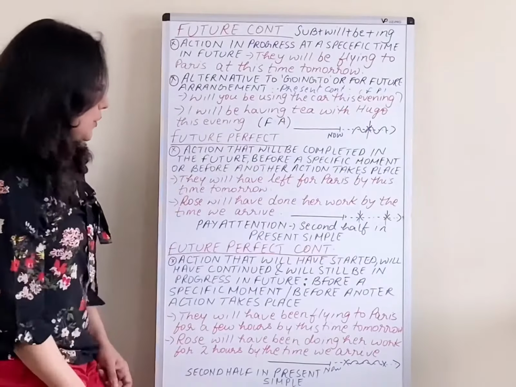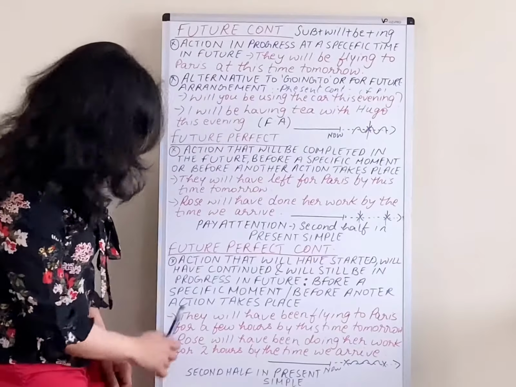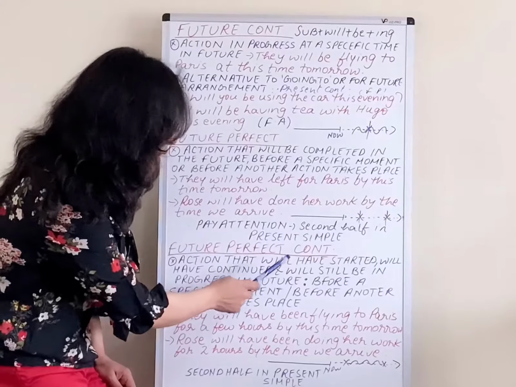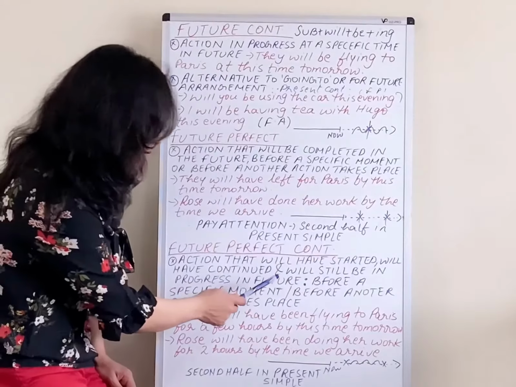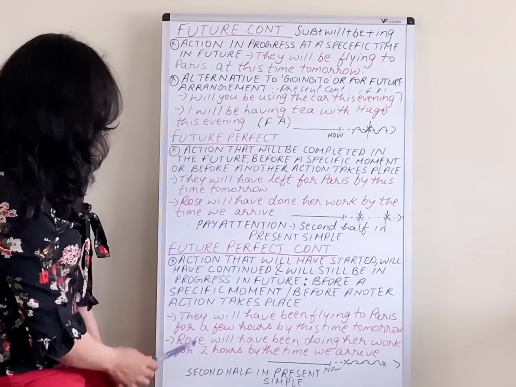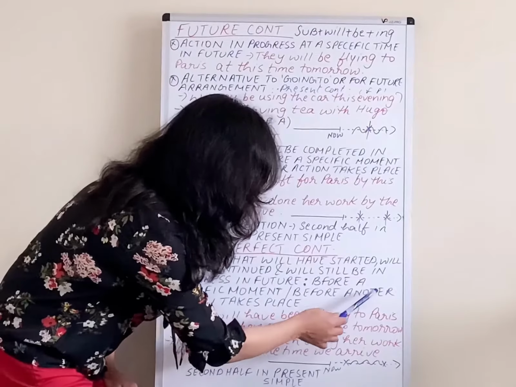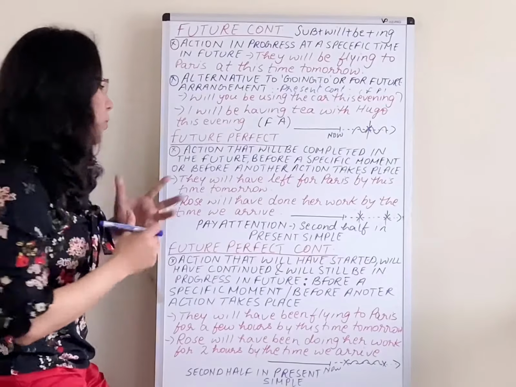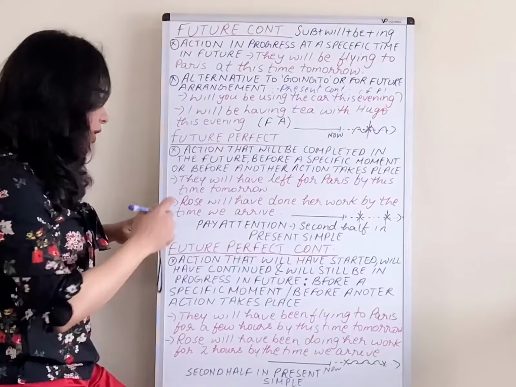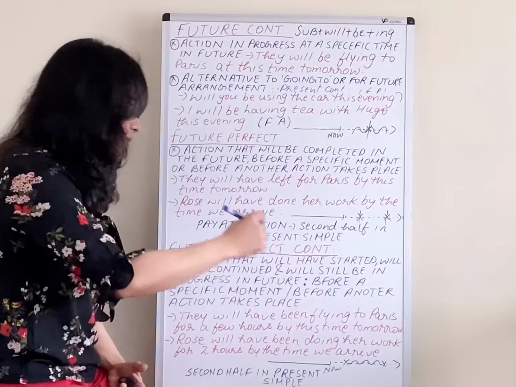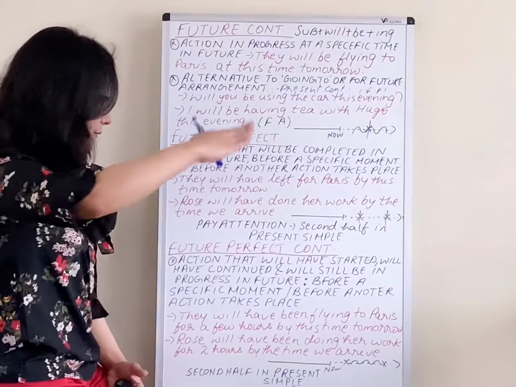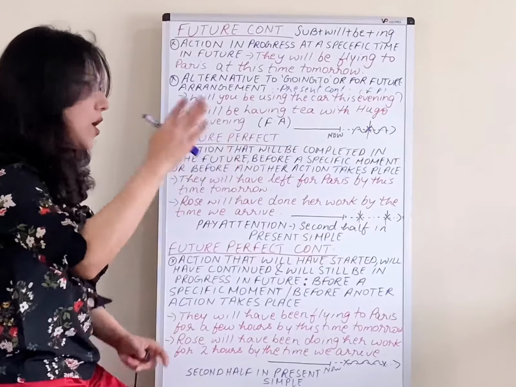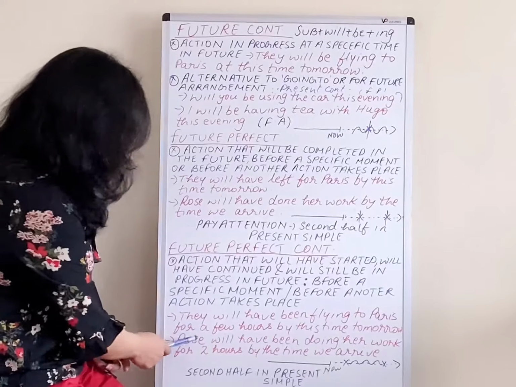So that was your future perfect. Now looking at future perfect continuous: an action that will have started, will have continued, and will still be in progress in the future before a specific moment or before another action takes place. And what do we mean by that? We're talking about an action that will have started in the future, will have continued, and will still be in progress in the future, before a specific moment.